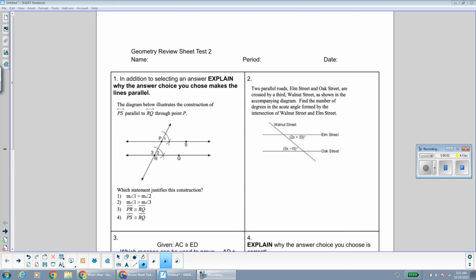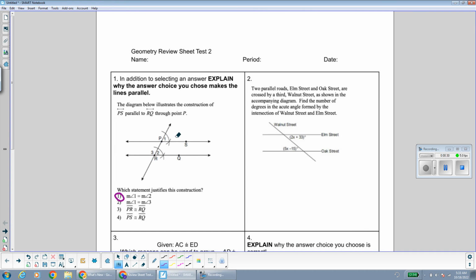Hi everybody, in this video we're going to go over the review sheet for test number 2. So in question number 1, we need to explain why this construction makes the lines parallel. I see that this correct construction is created by copying angle 2 to where angle 1 is. So I'm going to pick the first choice, that angle 1 is equal to angle 2, they're congruent angles.